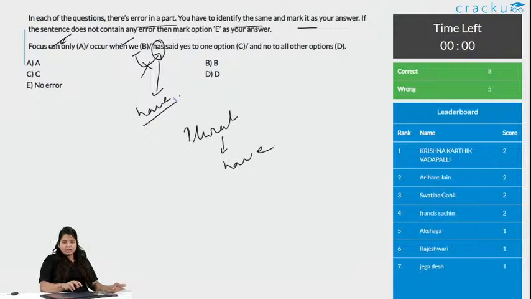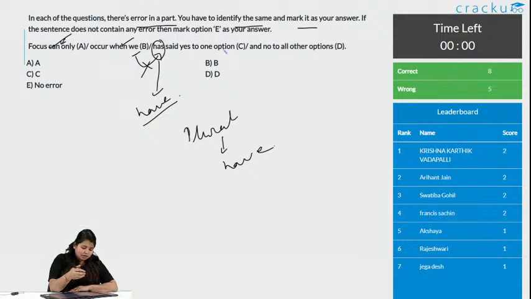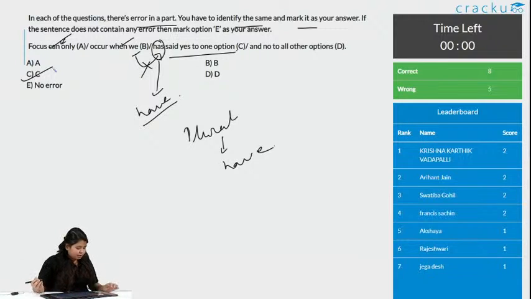So here has must be replaced by have to make the sentence correct. What is the error here? It is with singular and plural. Now let us see with the correct word. Focus can only occur when we have said yes to one option and no to all other options. And yes, even this sentence is meaningful, that you can only focus on one thing when you say no to all other options. So, option C is the correct answer. Yes, Prem, it's option C. Chalo, let's go to the next question.